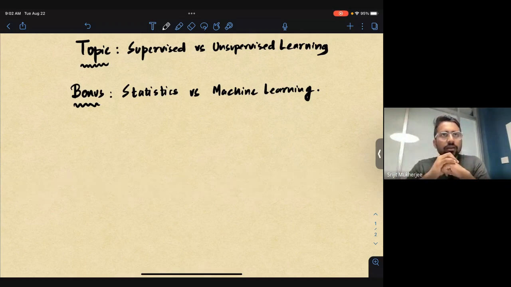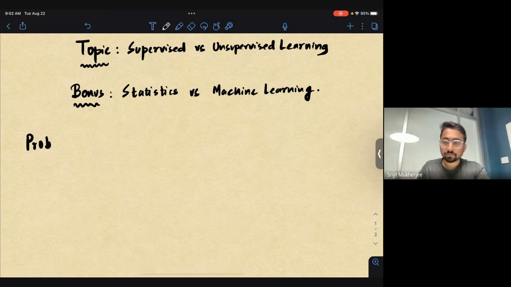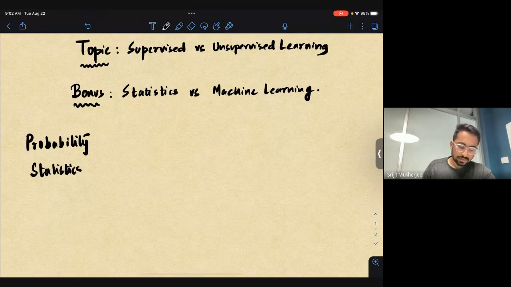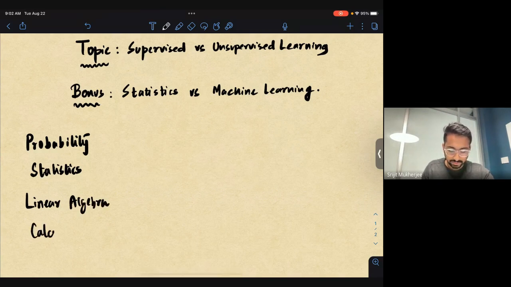However, as you've understood from the GATE AIML syllabus that we have seen, probability, statistics and mathematics are required in very vast detail. There is probability in real depth, and there is a bit of statistics. There is a really good depth of linear algebra and calculus and optimization.